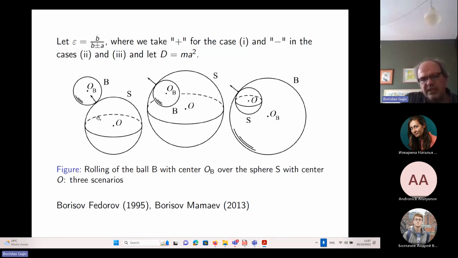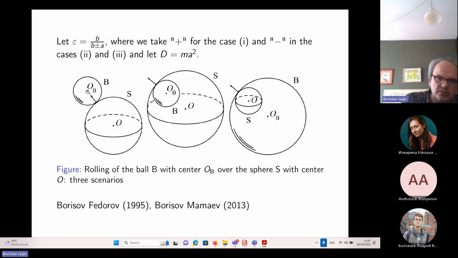The ball is outside the sphere, the ball is inside, and here the ball is over the sphere. This is the so-called spherical shell. So all three configurations can be considered together. Let us consider epsilon to be b over b plus a in the first case, and b over b minus a in the other two cases. So this is the problem.